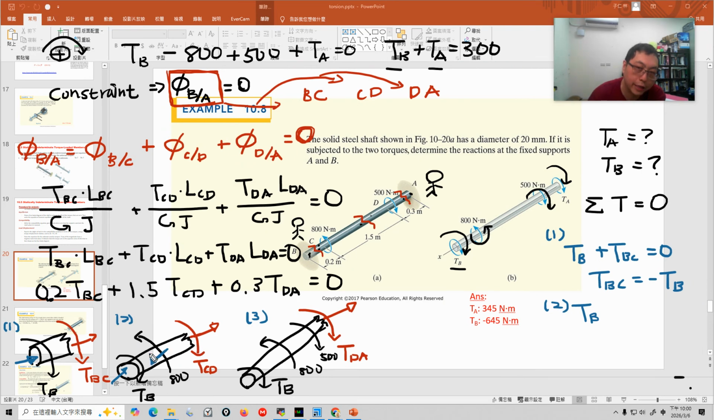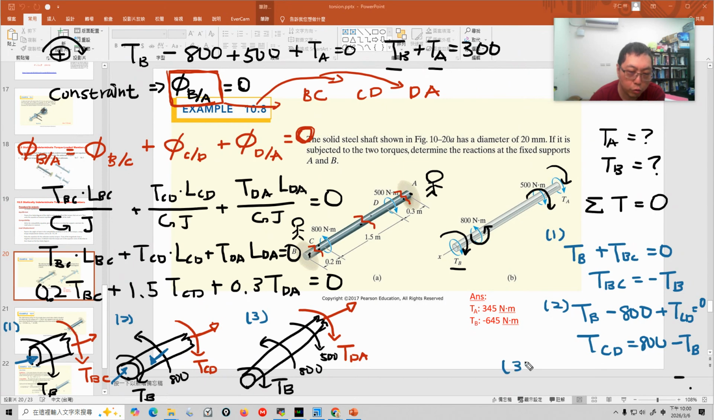So this direction is inward to the surface. So the sign for 800 is minus, and the TCD is positive. Okay, so we get TCD is equal to 800 minus TB.